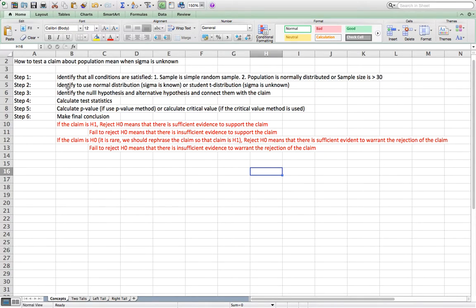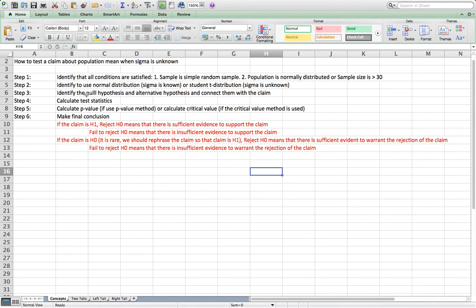Step 2. Identify whether to use the normal distribution or the student t distribution. When sigma is known, we use the normal distribution. When sigma is unknown, we use the student t distribution. Sigma is the standard deviation of the population.